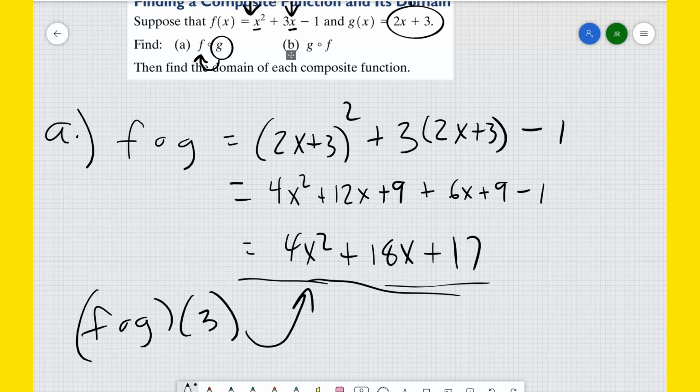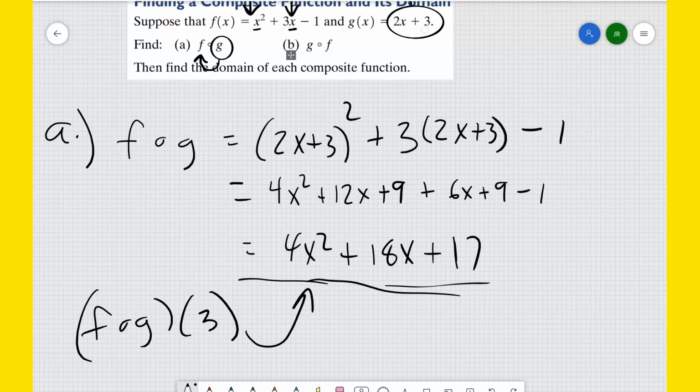All right, it also wants me to find the domain of each function. The domain means what can go in for x and result in a real number. Well, first, the first thing that happened was I plugged something into g. So what values of x can go into g? It's anything. Any real number, and it would give you a real number result.